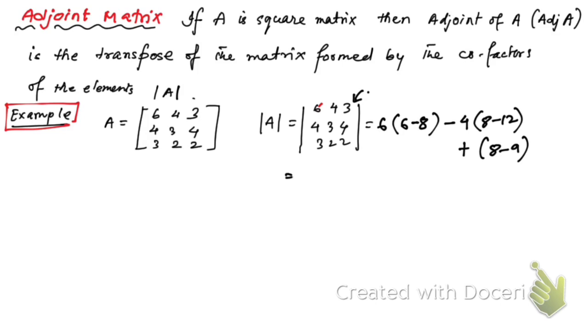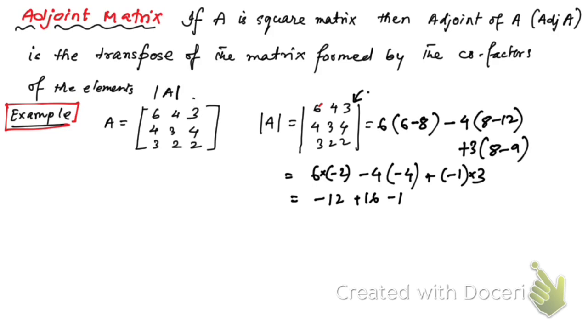So let's evaluate this. 6 into minus 2, then minus 4 into minus 4, then plus 8 minus 9, that's going to be minus 1, right? Then what we're going to get: minus 12 plus 16, then minus 1. And here, actually I have to put 3 here, I forgot to put that. 3 into minus 1, that should be minus 3, right? So now that's going to be equal to 1, right?